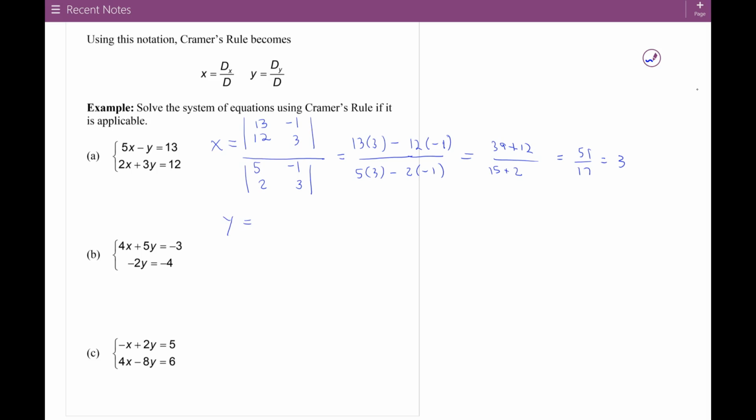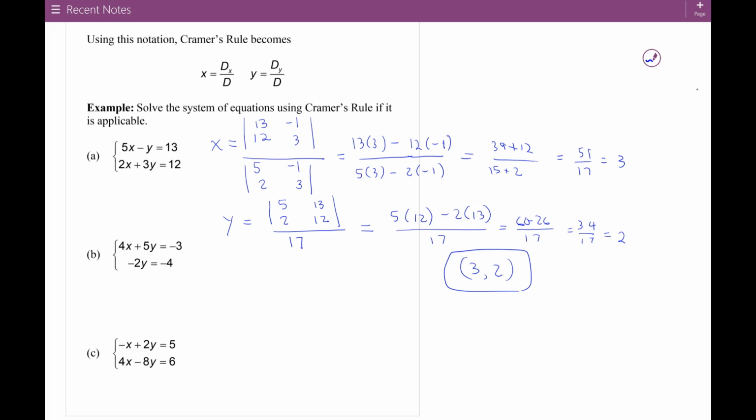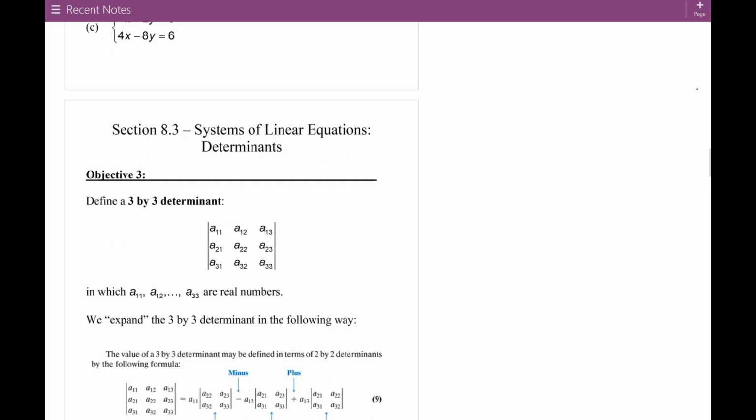And then y is going to be, keep the x coefficients, but now replace the y coefficients with the constants, the 13 and the 12. And now because we saved out that bottom determinant's value so we could see it, we can just use it again and we don't have to figure it out again. So my numerator is going to be 5 times 12 minus 2 times 13 over 17. So that's going to be 60 minus 26 over 17. So 34 over 17, or 2. And make sure you still remember to write your answer as an ordered pair. Okay, we'll do the other two examples in class.